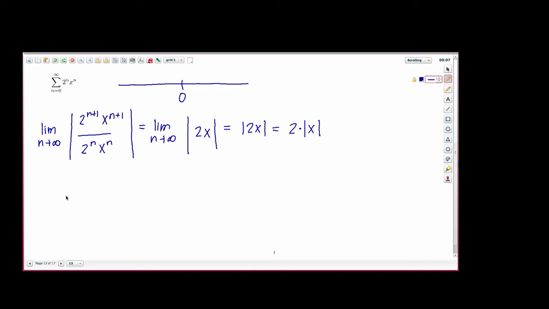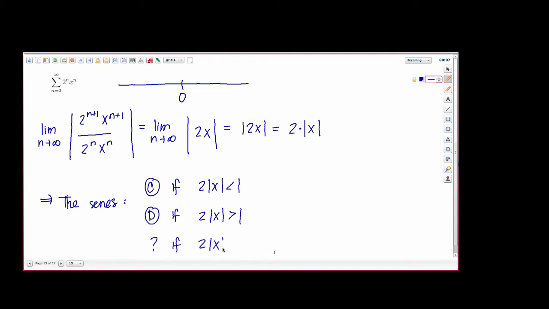So remember, the ratio test tells us that our series converges if the limit we get is less than 1. So it converges if 2 times the absolute value of x is less than 1. It diverges if 2 times the absolute value of x is greater than 1. And we have no information if 2 times the absolute value of x is equal to 1. So let's see what these conditions tell us. 2 times the absolute value of x less than 1 is the same thing as saying absolute value of x less than a half.